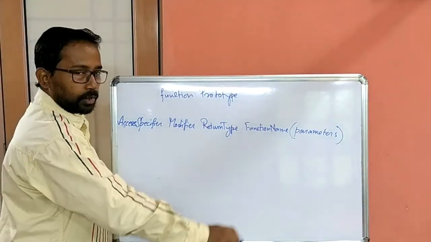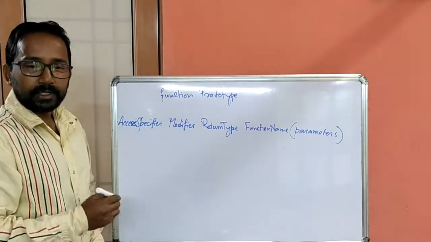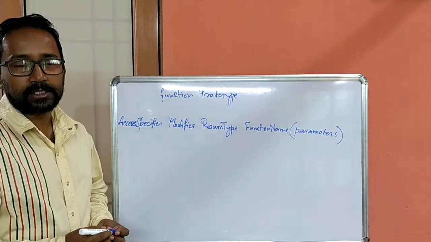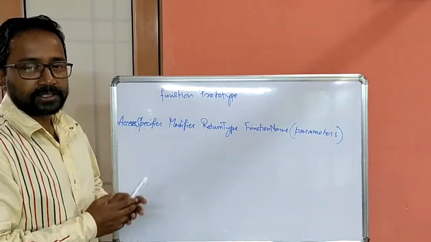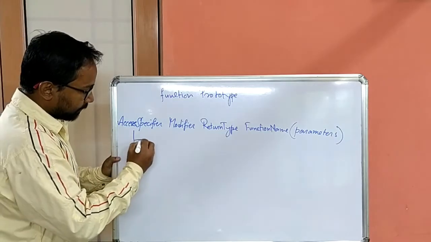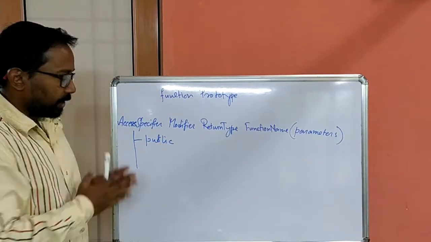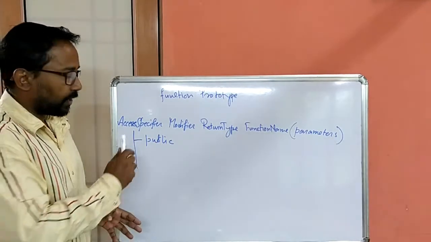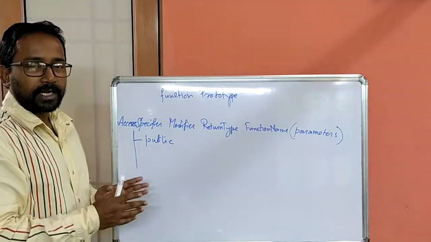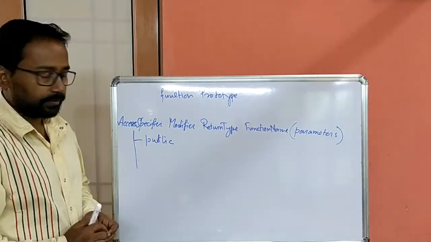Now let us discuss these elements. First is the access specifier. What is that? This is the element which provides the accessibility of the method, or controls the access of this method or function. In Java we have 4 types of access specifier. First is public. This public access specifier indicates that the function is public property. From anywhere, anytime we can access this method if it is declared with the public keyword.